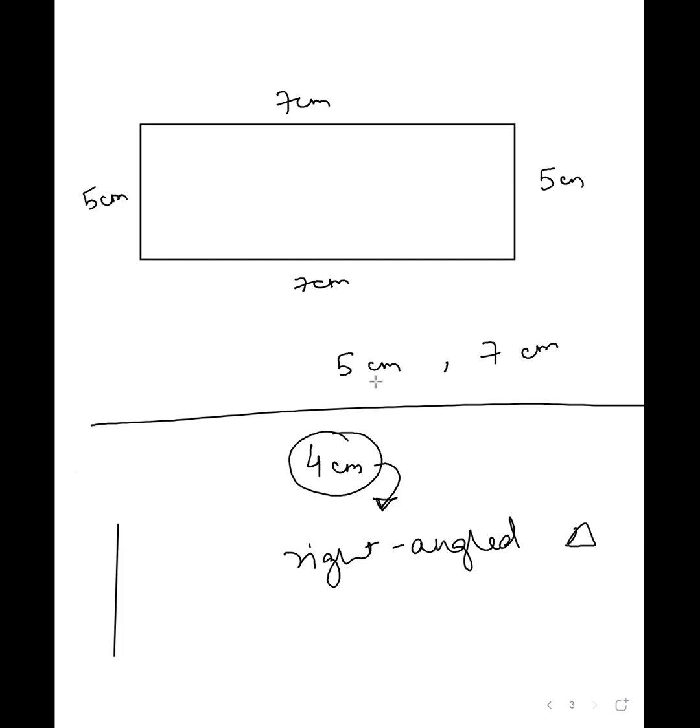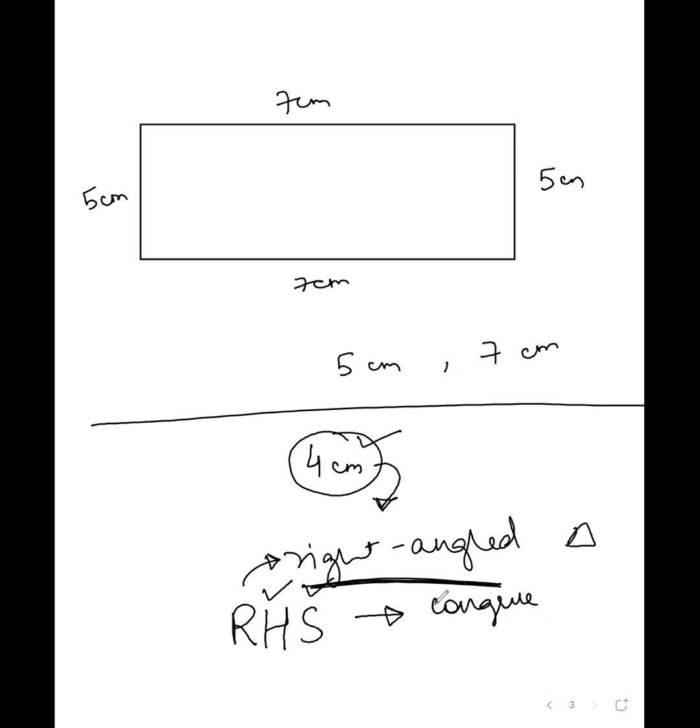So just remember what you said here. When I tell you that this is a right-angled triangle, R stands for right angle. You need the hypotenuse H and you need one side. You don't need all three sides. You just need the hypotenuse and one side. In this case, we have 4 centimeters, and R is the right angle. All right, so this is called the RHS congruence criteria.